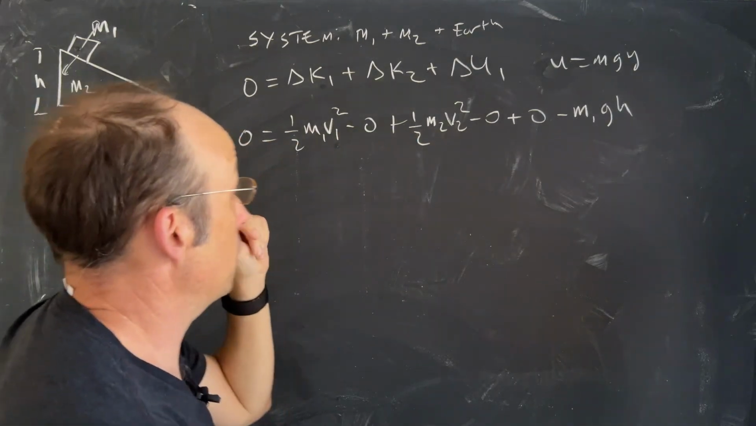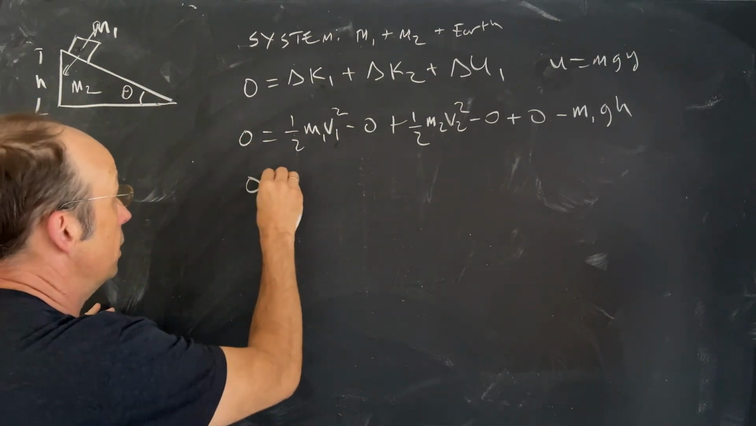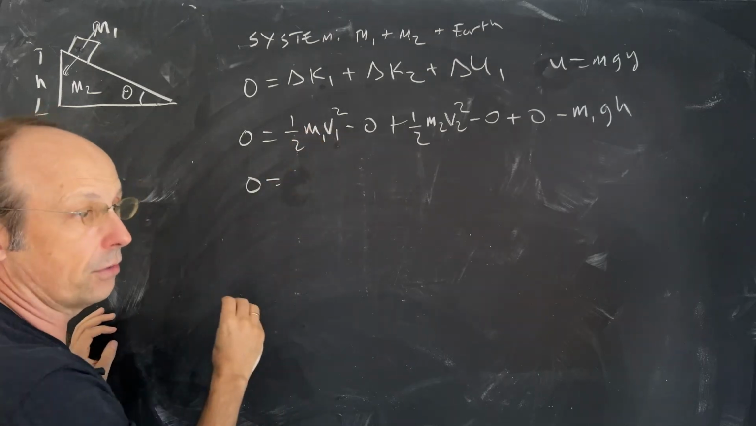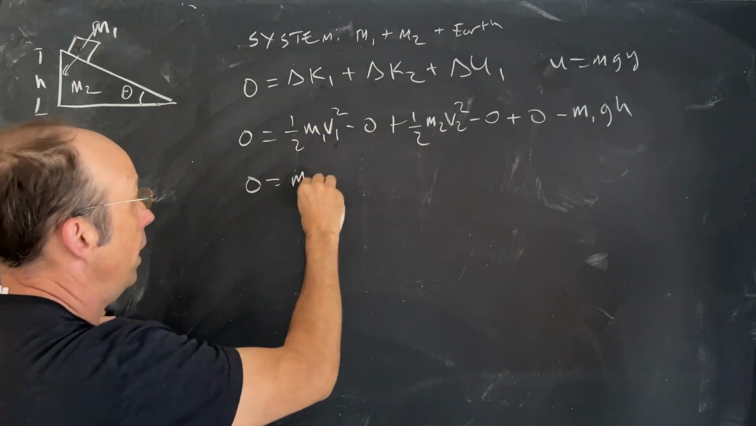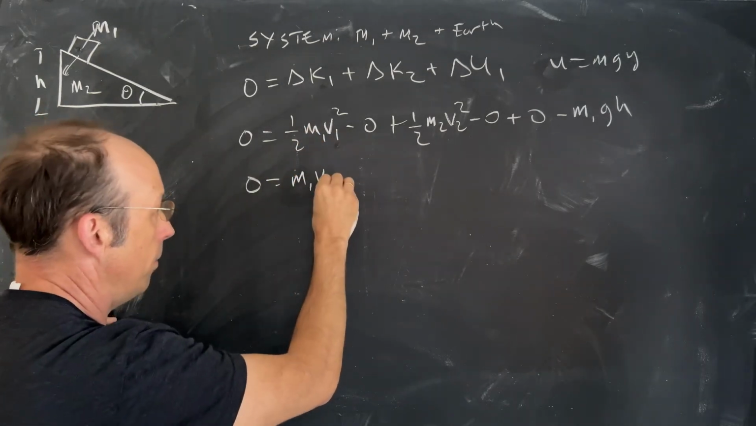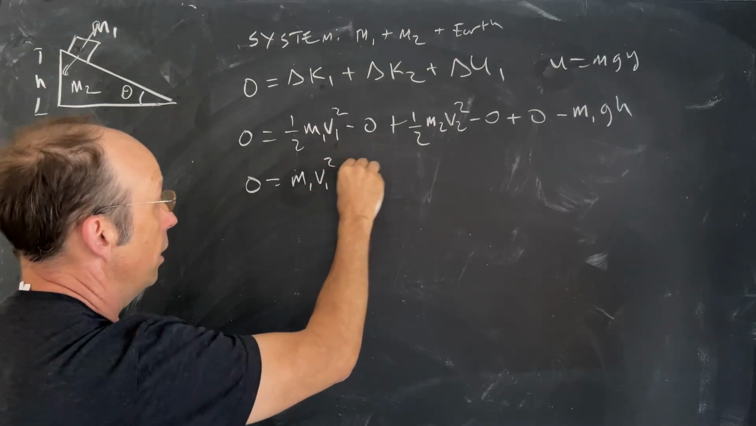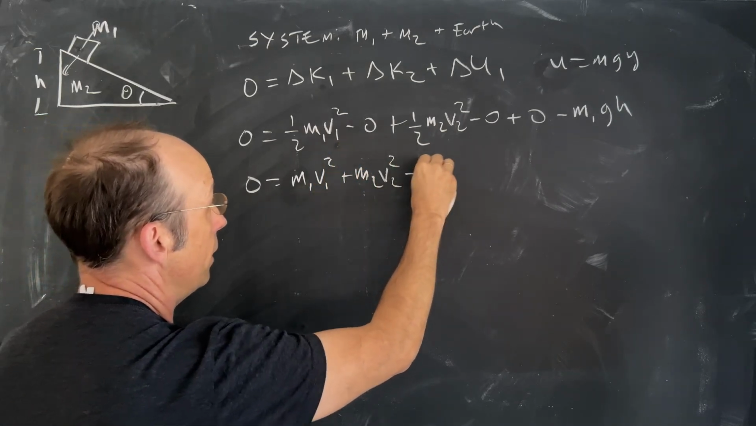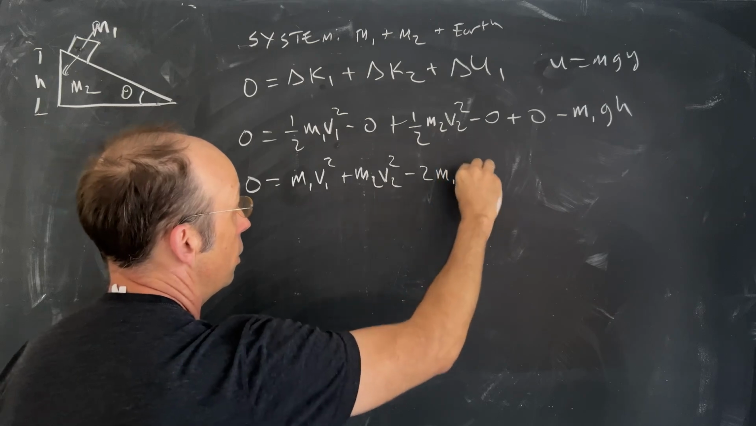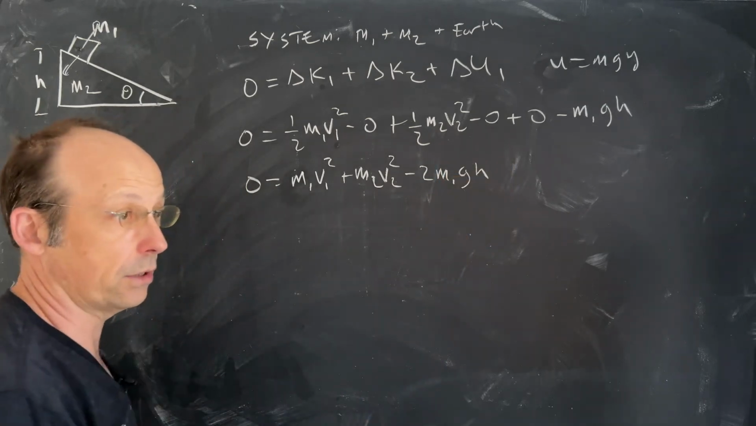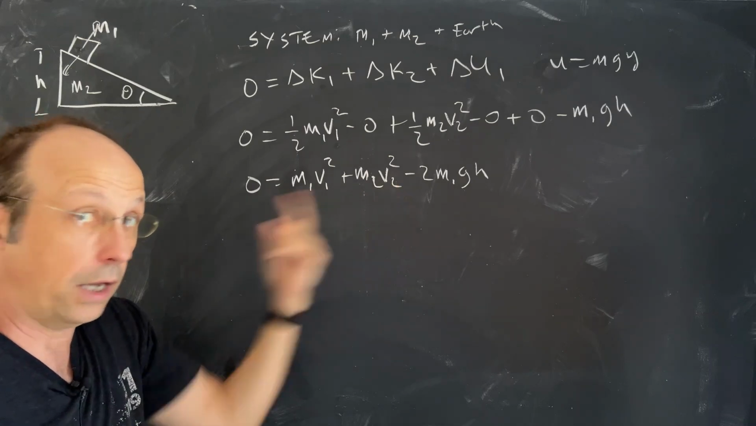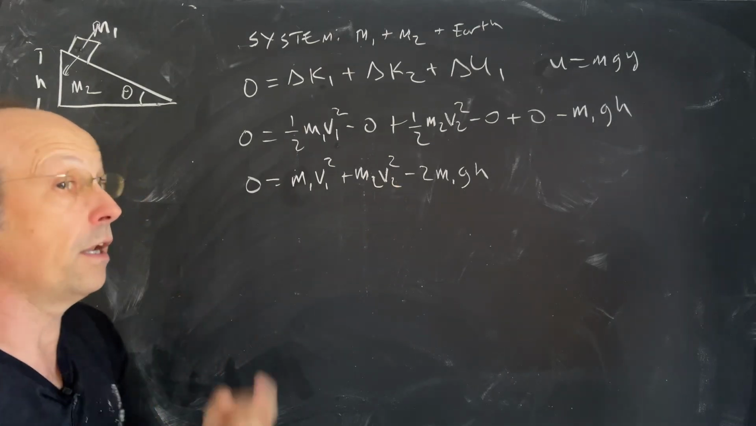So I have this nice equation. Let's write it a little bit simpler. I'm going to multiply both sides by 2: 0 equals m1 v1 squared plus m2 v2 squared minus 2 m1 gh. So that's one equation. But I don't know v1, and I don't know v2. I don't know either of those, so I need another equation.